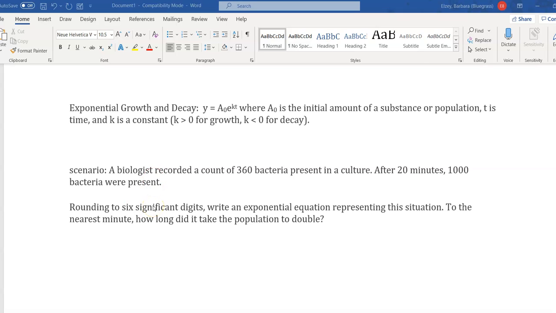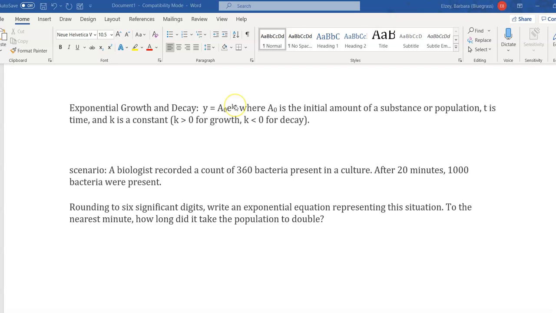In this section, we're going to deal with exponential growth and decay. And for both situations, exponential growth and exponential decay, we have a similar formula. The formula is y equals a sub 0 e to the kt. A sub 0 will always represent the initial amount we start with, whether it's a substance or a population of something. Our t will always represent time.